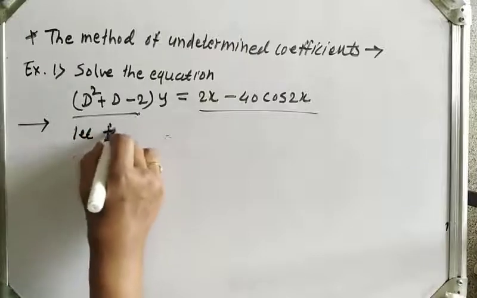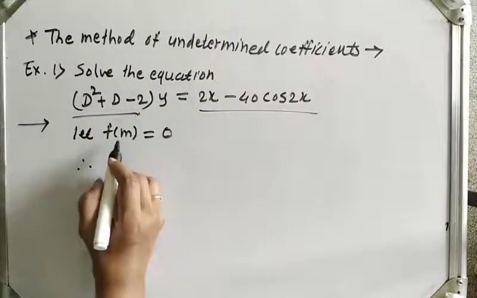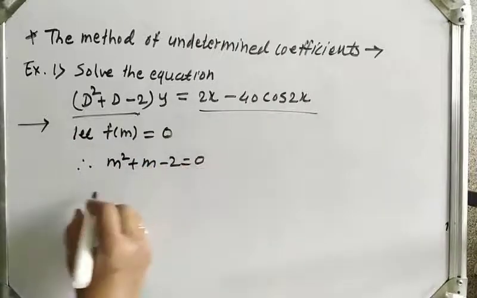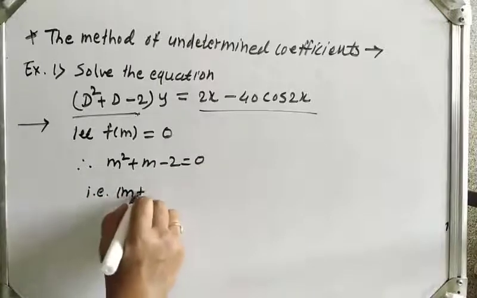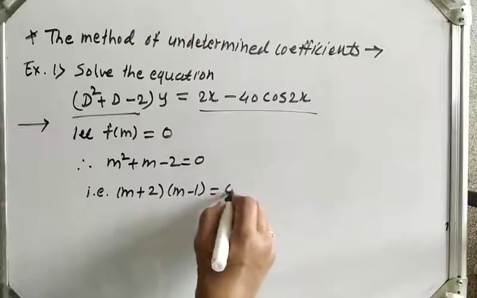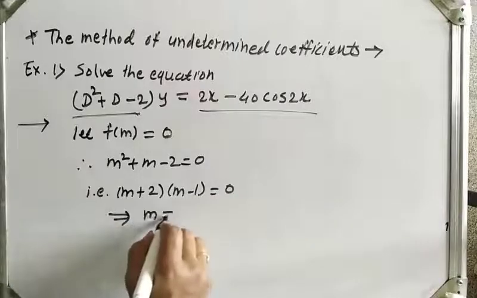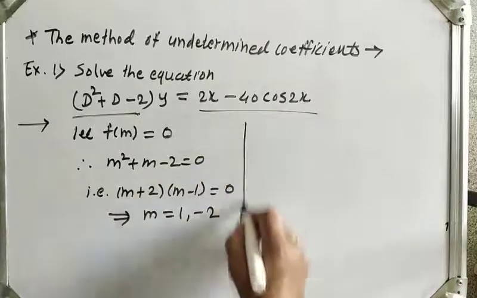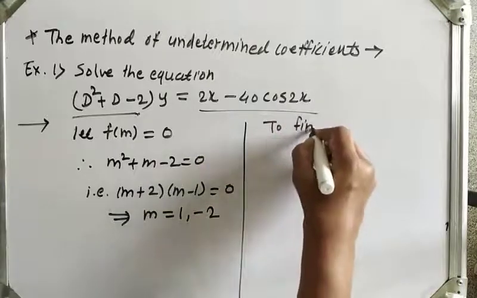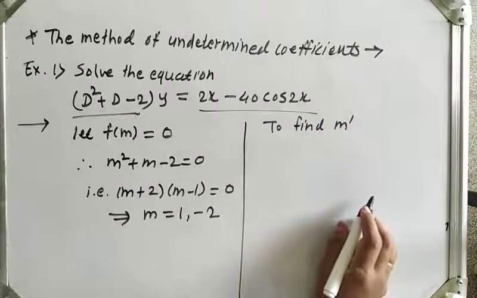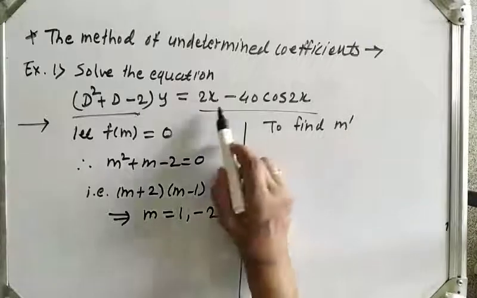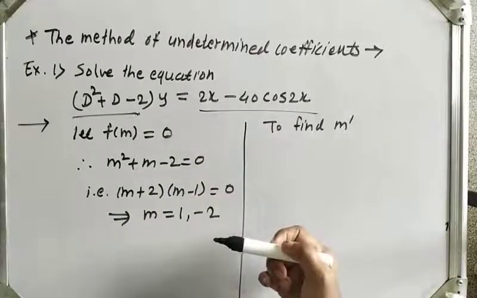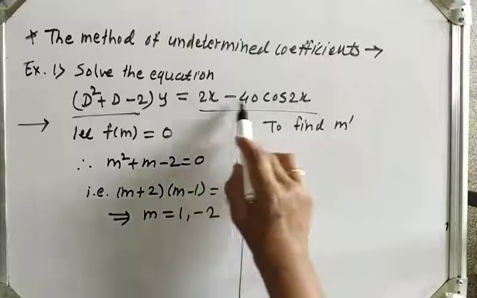So let f(m) = 0. Therefore what will be f(m) from this? That will be m^2 + m - 2 = 0. That is (m + 2)(m - 1) = 0. This implies m = 1, -2. This is our m. Next we will find m dash. To find m dash, how to find it? Now to find m dash we will use this part, and m dash will be such that after writing its complementary function our answer should be this.